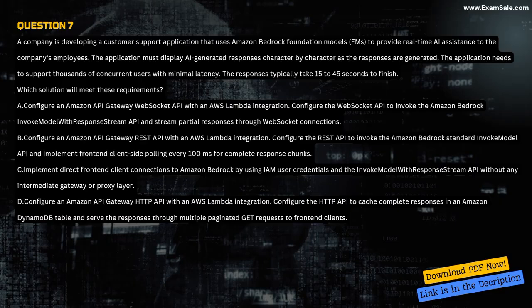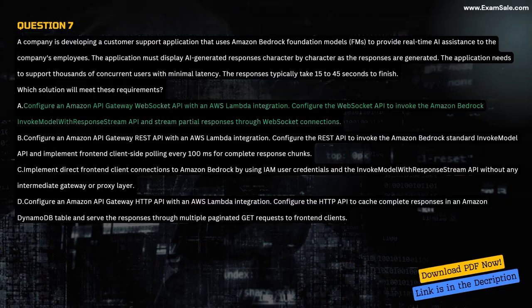C. Implement direct front-end client connections to Amazon Bedrock by using IAM user credentials and the Invoke Model with Response Stream API without any intermediate gateway or proxy layer. D. Configure an Amazon API Gateway HTTP API with an AWS Lambda integration. Configure the HTTP API to cache complete responses in an Amazon DynamoDB table and serve the responses through multiple paginated GET requests to front-end clients.